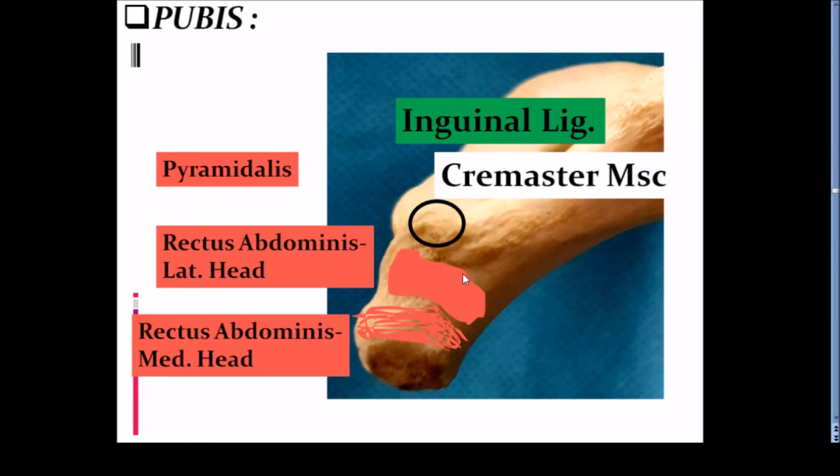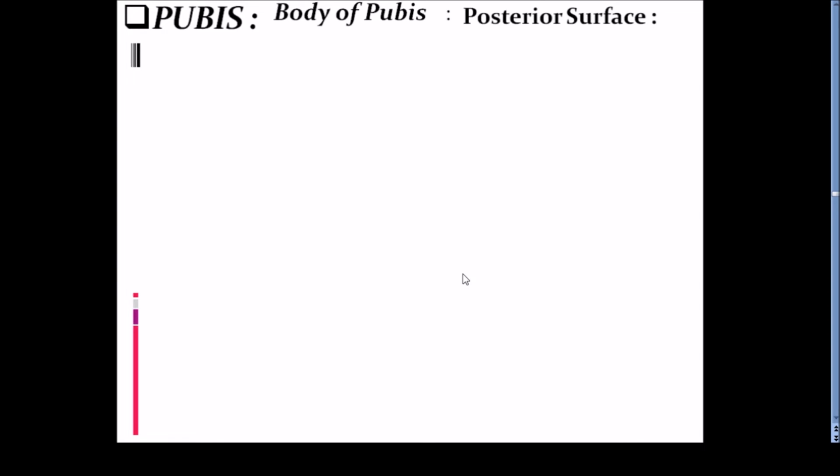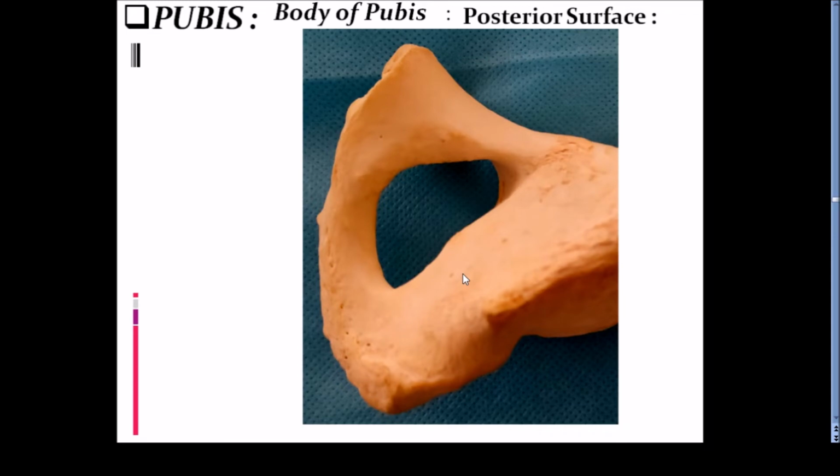So these are the attachments on the body. Now the posterior surface, or the pelvic surface. It provides attachment to one muscle, the levator ani, its anterior fibers. The anterior fibers of levator ani arise from the middle part of the posterior surface, or pelvic surface, of the body of the pubis bone.